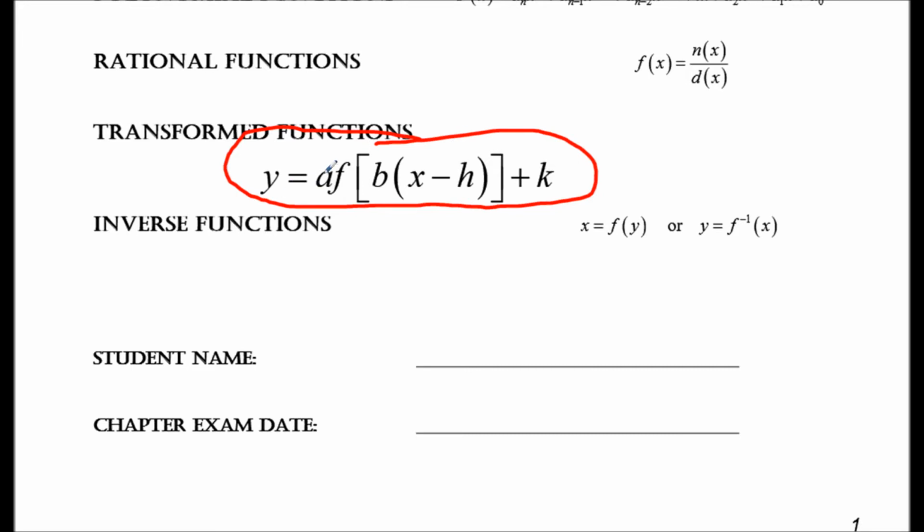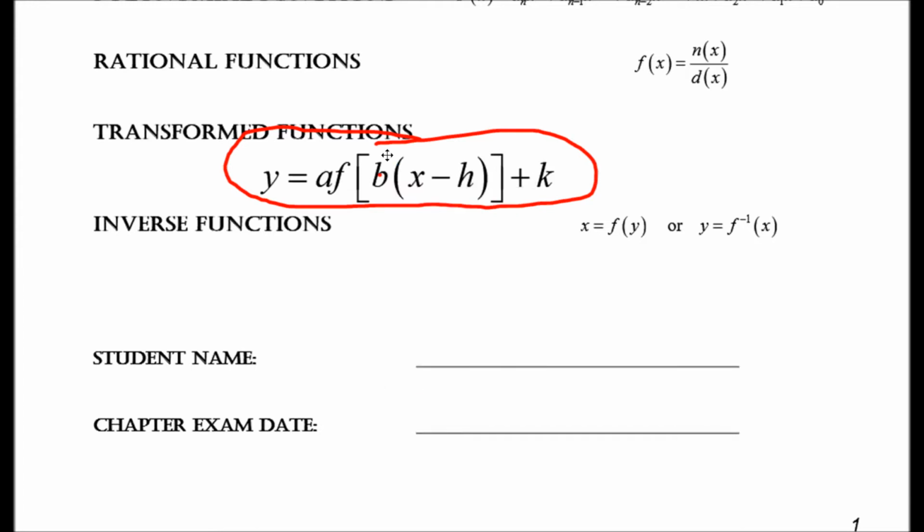A, vertical stretch, makes you tall, makes you short, influences Y. B, horizontal stretch, makes you wide, makes you narrow, influences X. Remember, B is not the horizontal stretch. If B's big, you actually get narrow. If B's little, you actually get wide. All right? So influencing Y, influencing X. If this is negative, this is a reflection in the x-axis. Your x-intercepts are invariant.